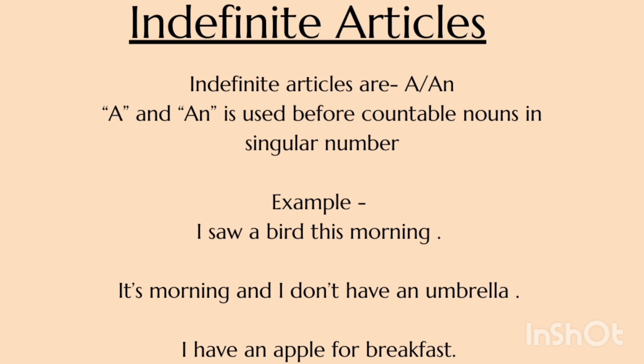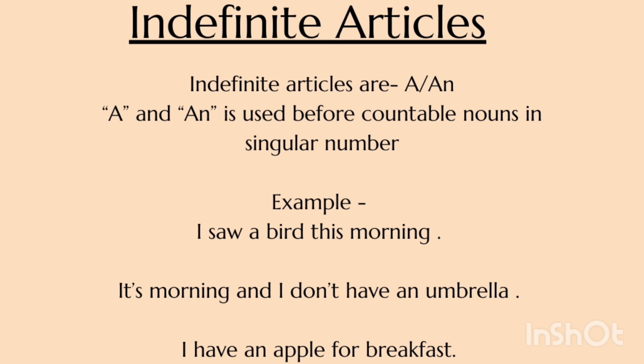It's morning and I don't have an umbrella. What is the countable noun here? Umbrella. We can count the number of umbrellas. Here we are talking about a singular umbrella. Umbrella, U is a vowel, so here we have written an before umbrella. Before a countable noun, singular number, and as U is a vowel, we have written an here.